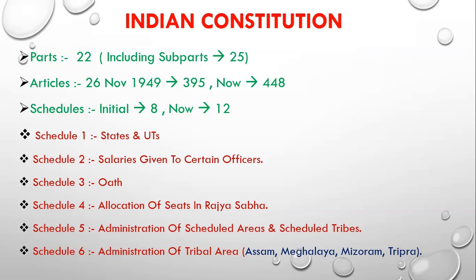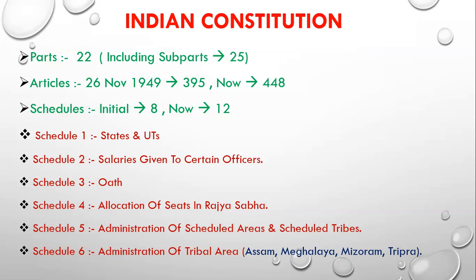Now friends, when the Constitution was enacted, there were only 8 schedules, but now there are 12 schedules in the Constitution. So what is a schedule? A schedule is just like a list. For example, Schedule 1 is a list of states and union territories. Schedule 1 is a type of list, and what is written in that list? The names of all the states and union territories are written in that list.